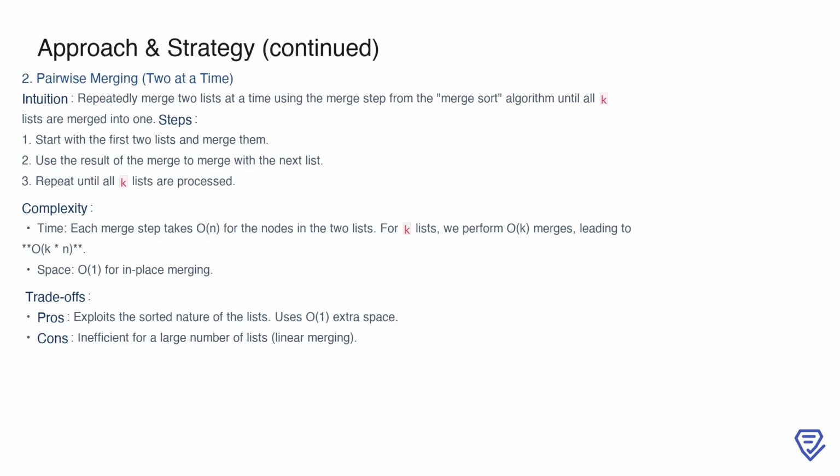The time complexity for this approach is k*n, because each merge step processes all nodes in the lists being merged, and we perform k merge operations. While this approach is more efficient than brute force in avoiding unnecessary sorting, it becomes inefficient when k is large because merging sequentially introduces redundant operations. However, it does have the benefit of not using extra space, as the merging is done in place.